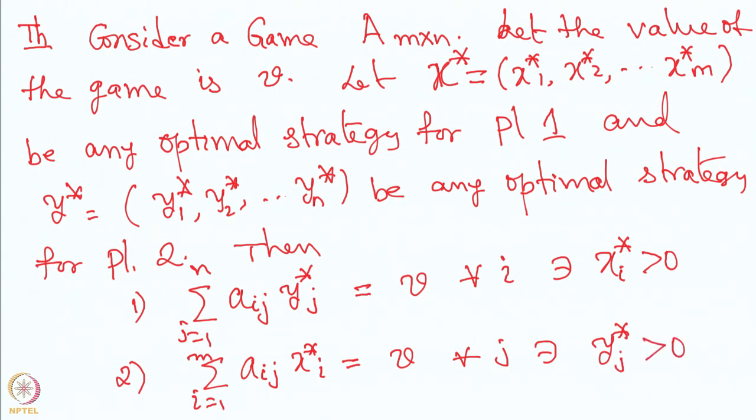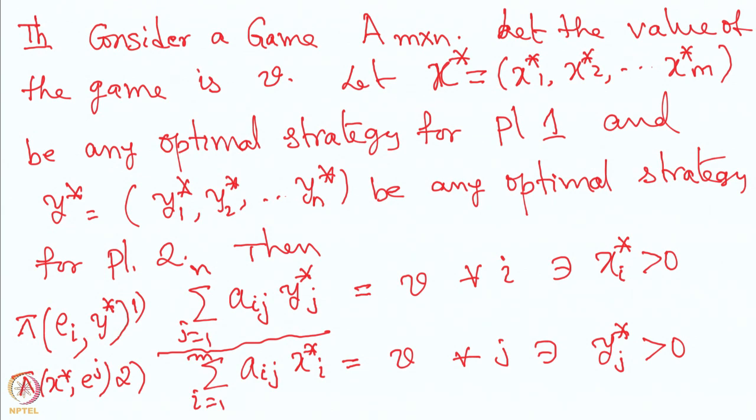That means, when you take this, what is this? A i j times y j star, and you are summing over all j. So, this is nothing but the payoff of that player. Let me write it here. This is nothing but pi of y star and e i. If player 1 is playing the ith row and player 2 is playing y star, pi e i y star is nothing but v for each i whenever x i star is greater than 0. Similarly, pi x star e j is equal to v for all j such that y star j is strictly greater than 0.